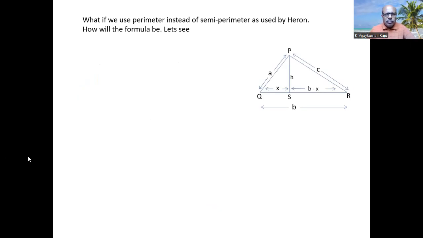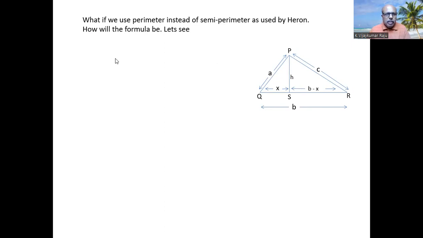See, he used something called semi-perimeter. Now, I think you should think, why did he use semi-perimeter? What happens when we use perimeter? What if we use perimeter instead of semi-perimeter as used by Heron? How will the formula be?